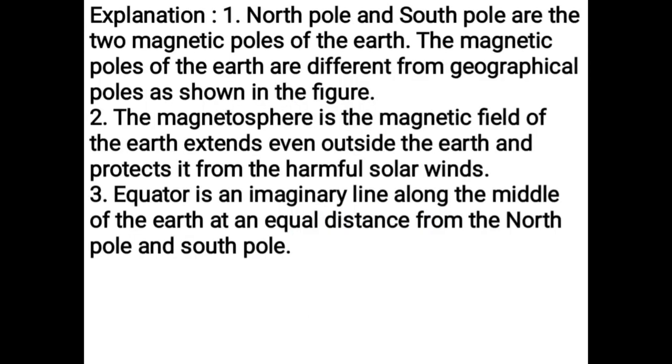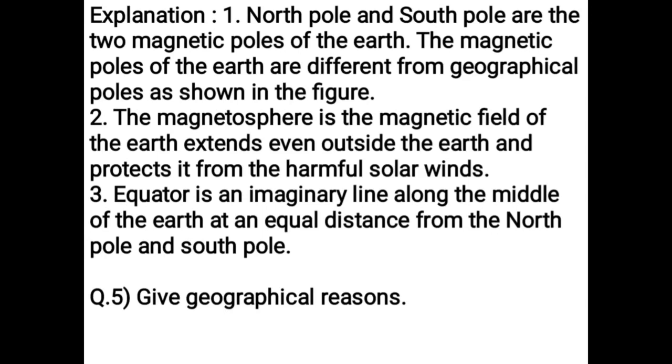Explanation. North Pole and South Pole are the two magnetic poles of the Earth. The magnetic poles of the Earth are different from geographical poles as shown in the figure. The magnetosphere is the magnetic field of the Earth, extends even outside the Earth and protects it from the harmful solar winds. Equator is an imaginary line along the middle of the Earth at an equal distance from the North Pole and South Pole.